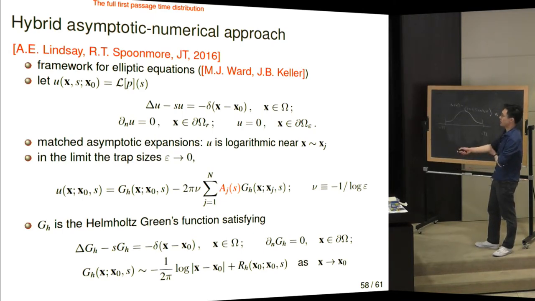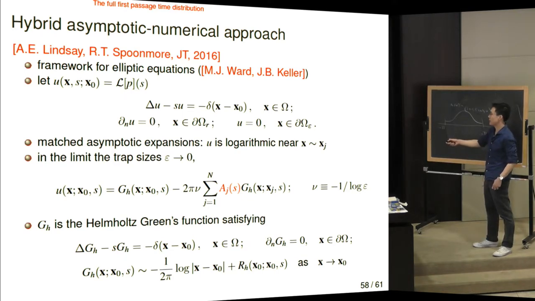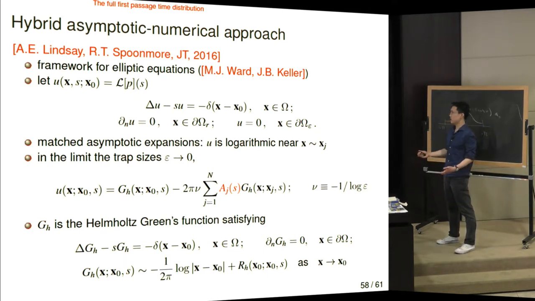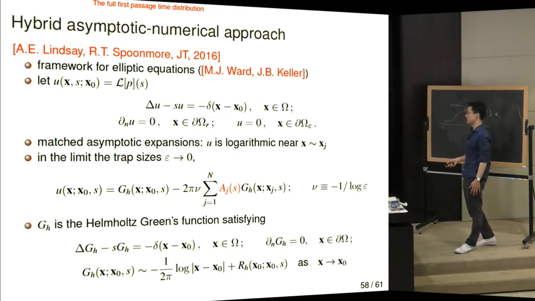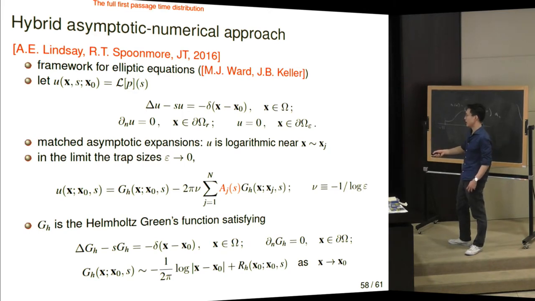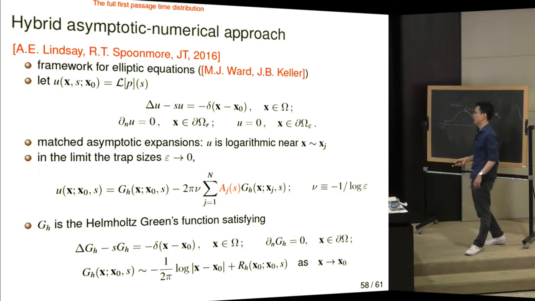All right. So this is now the Laplace transform equation. This delta function comes from the initial condition, the initial location of the random walker. Just as before, each trap gets represented as a delta function. So U is a linear combination of Helmholtz-Green's functions: one from the initial condition, and then one for each of the traps. As an aside, if you integrate across, since we have no flux boundary conditions, you get S times the integral of G is minus one, so the integral of G is 1/S.